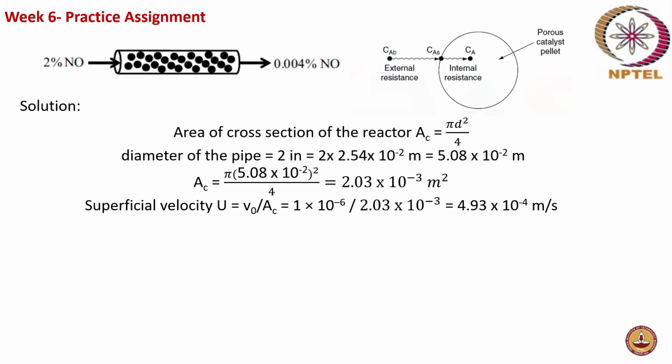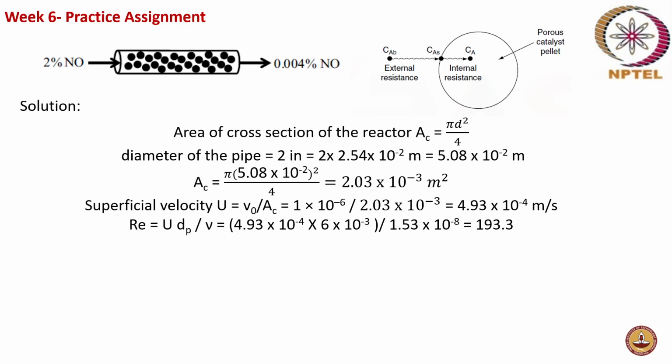Alright? So, 1 into 10 power minus 6 divided by 2.03 into 10 power minus 3. You will end up with the value of superficial velocity to be 4.93 into 10 power minus 4 meter per second. Right? Now, next, how we have to calculate the Reynolds number.